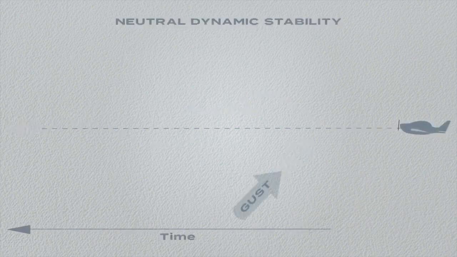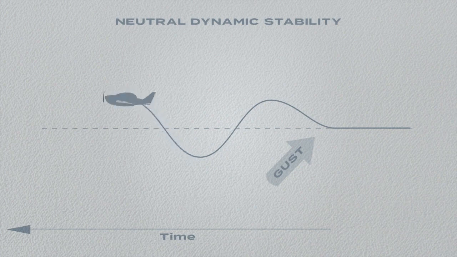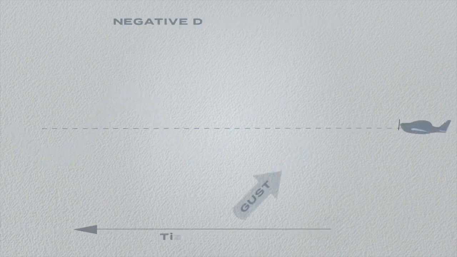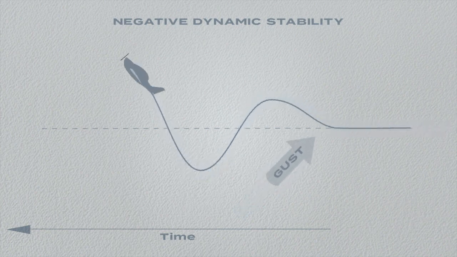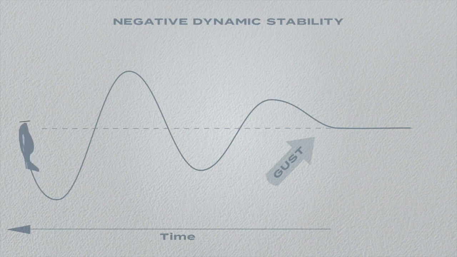Neutral dynamic stability is the tendency of the aeroplane to continue to oscillate without settling down. Negative dynamic stability is the tendency of the aeroplane to continue to oscillate with an increasing amplitude. This is not desirable, so aeroplanes are not designed this way.